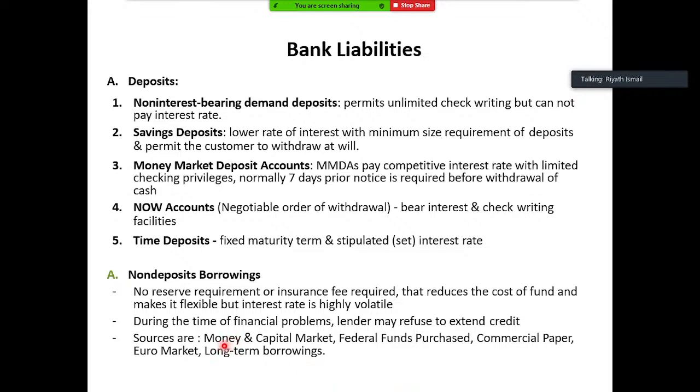So where can they get these non-deposit borrowings? Money and capital market, federal fund purchase. What does this mean? The government bond purchase, so a loan from the government, right? Then commercial papers, which the bank issues, the euro market, and long-term borrowings.